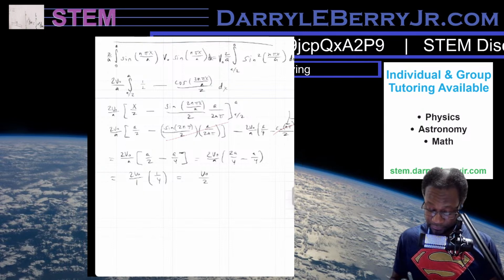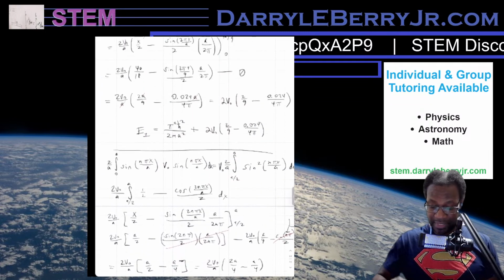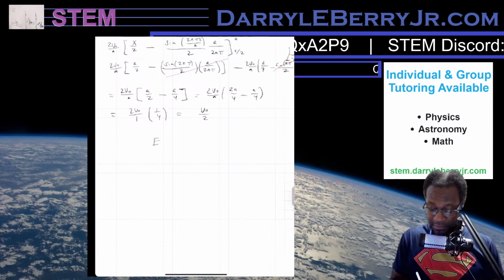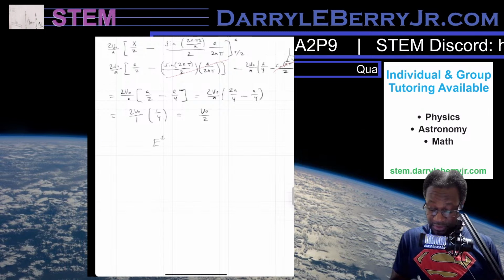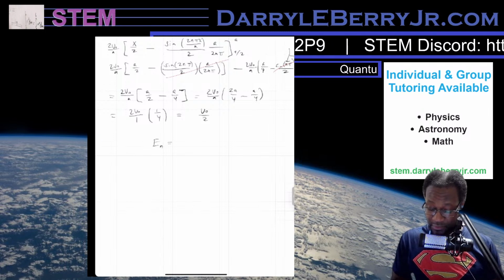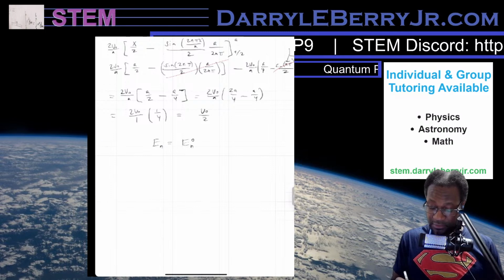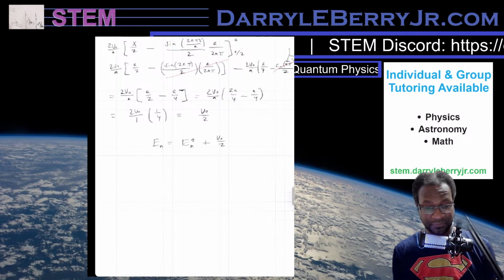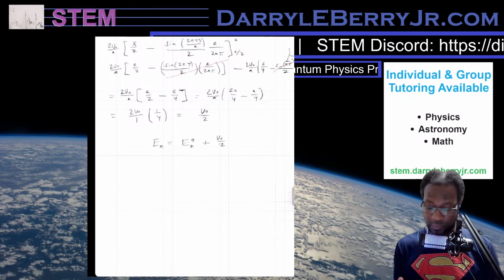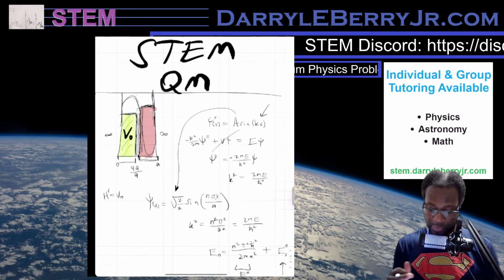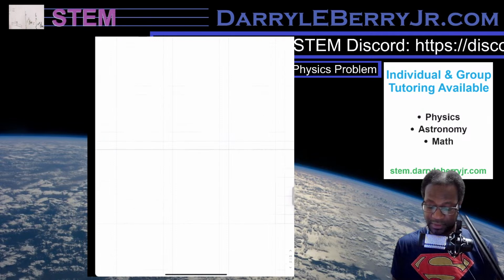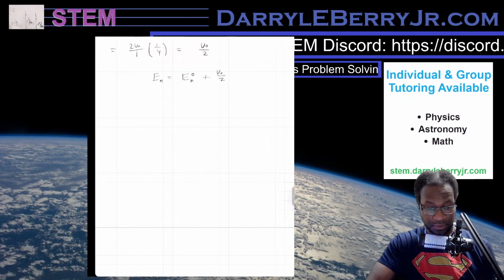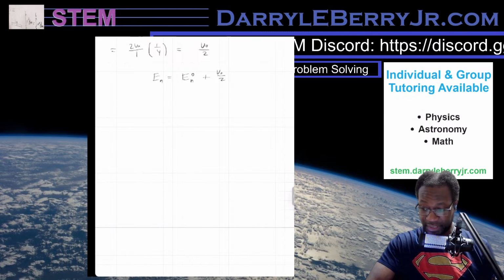V naught over 2. So that means that for the half of a well situation, the energy E_n is going to be E_n naught plus V naught over 2. So those are two examples of the perturbation of an infinite square well with a potential on part of the well, like an extra potential that's lifting the well. All right, so let's see what we have next.